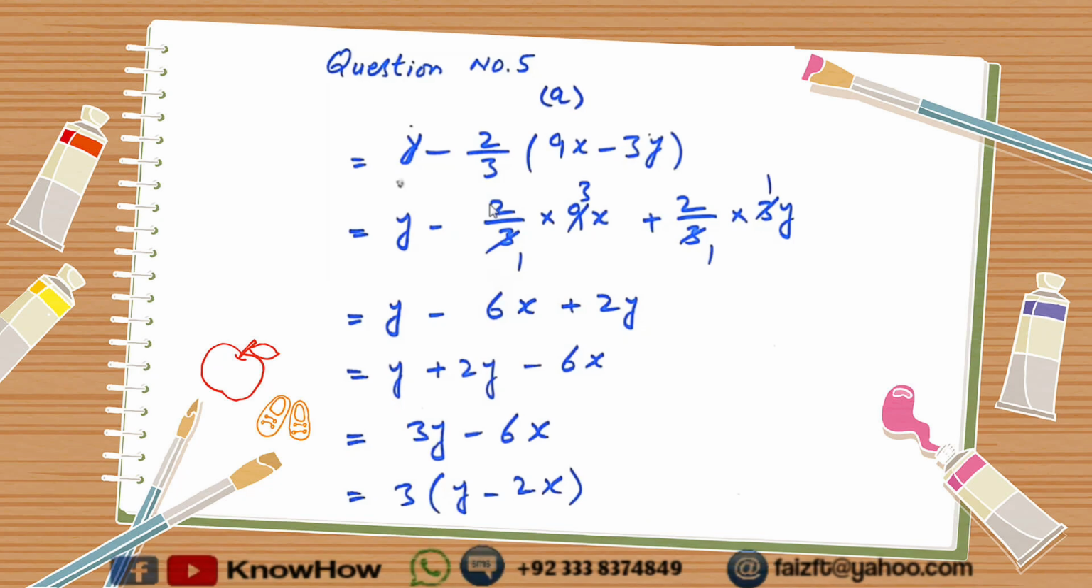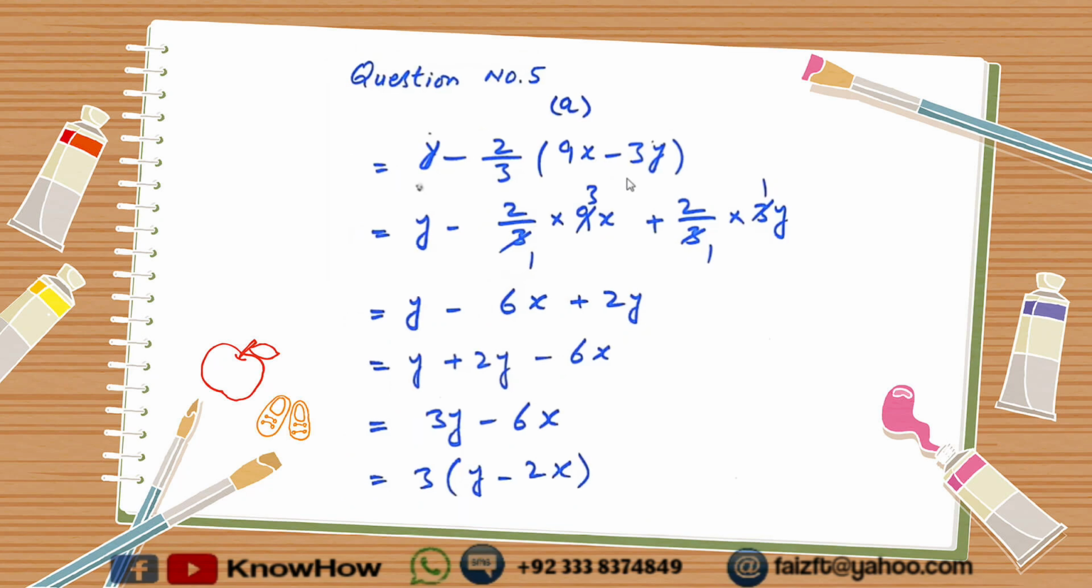So this is part A of question number 5, and you can see we are given an algebraic expression: y minus 2 over 3, bracket start, 9x minus 3y, and then bracket close. Whenever we have this type of algebraic expression, they are asking us to simplify it, expand it, solve it. So what we have to do is multiply, or open up the bracket first. I have already told you in the previous tutorials that whatever is present outside of the bracket has to be multiplied with the numbers inside of the bracket.